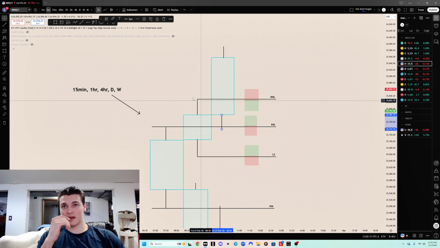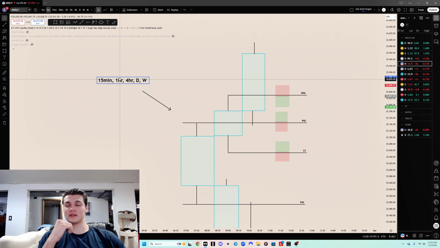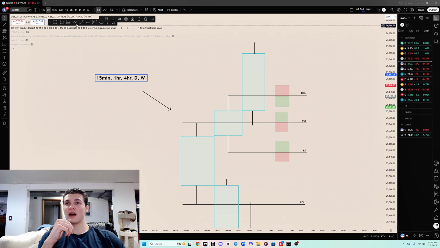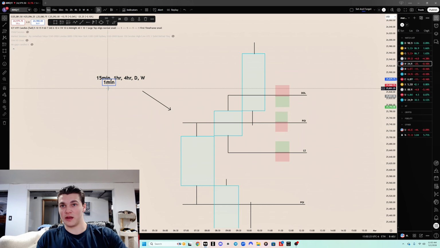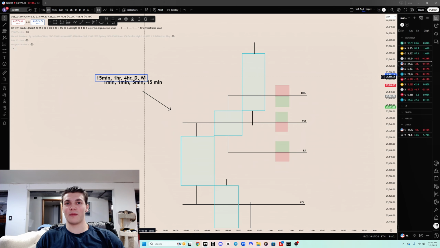because before I break that down, I need to show you the entries for these time frames, on what time frame you need to be on for entries. So the 15-minute is going to be the 1 minute for entries. The 1 hour is also going to be the 1 minute for entries. 4 hour is 5 minute. Daily is 15 minute. And weekly, I'm just honestly going to get rid of that because we don't really need that to be confusing us.